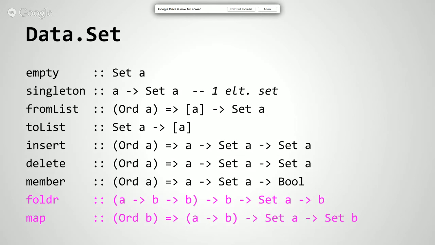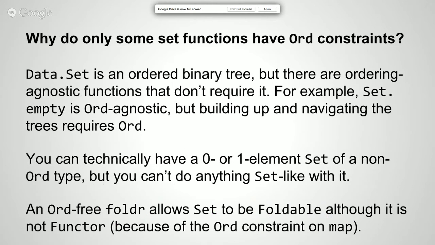So when you call map on a list, you're always going to get, the types change, but the structure is the same. With a set, the structure is dependent on the ordering, and when you're building up a new set using map, you could have a set with different structure. So, Set.empty is Ord agnostic, but building up and navigating these trees requires Ord.